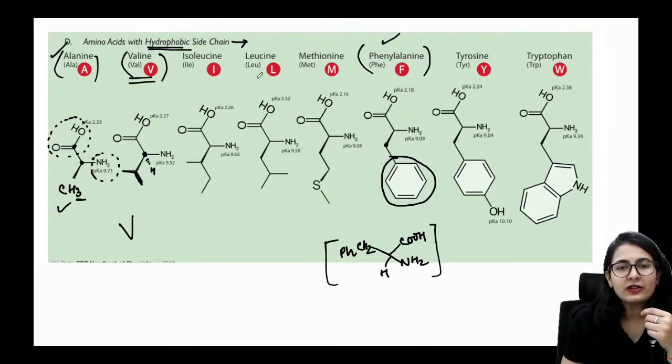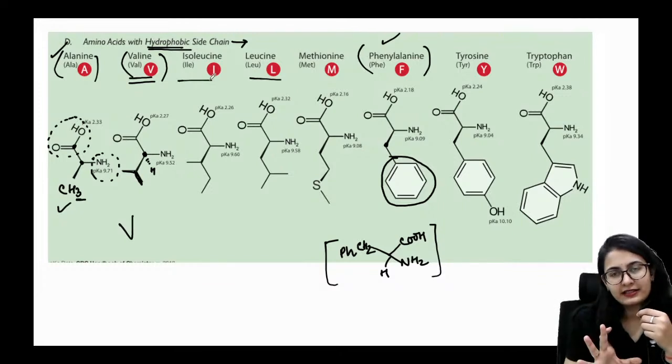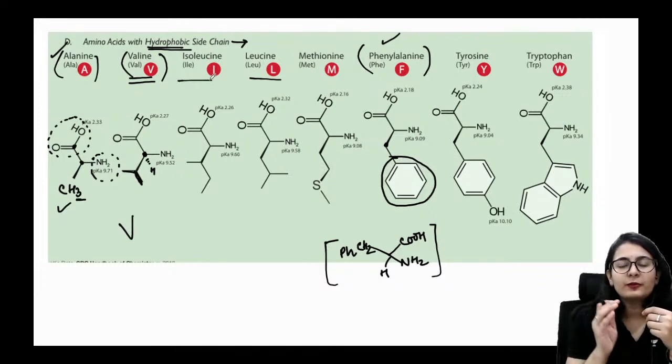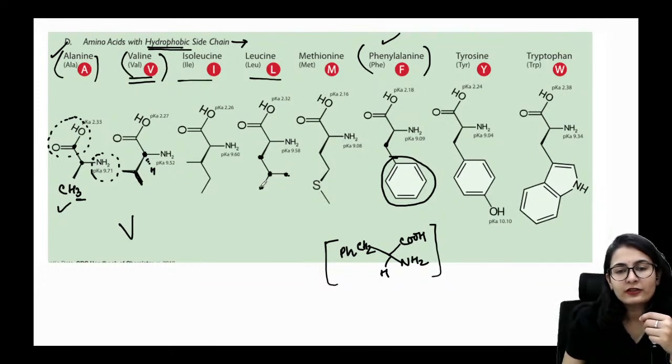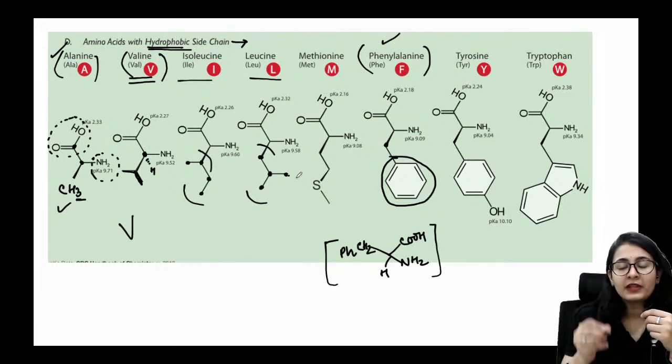Look guys, leucine and isoleucine are not asked very frequently, but you must know that they are going to have a butyl group, so four carbon groups are there. One has an isobutyl group, and one has a secondary butyl group. Just that it is not very frequently asked, but you must know that there are 4 carbons in the side chain in leucine and isoleucine.